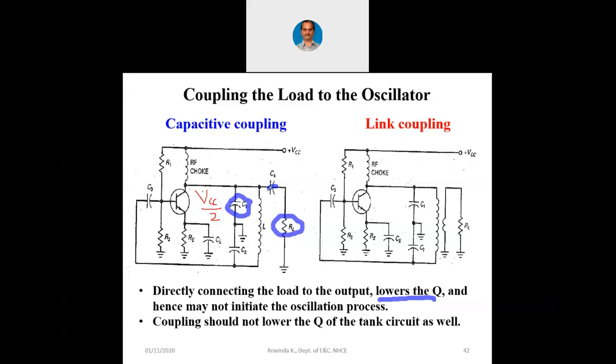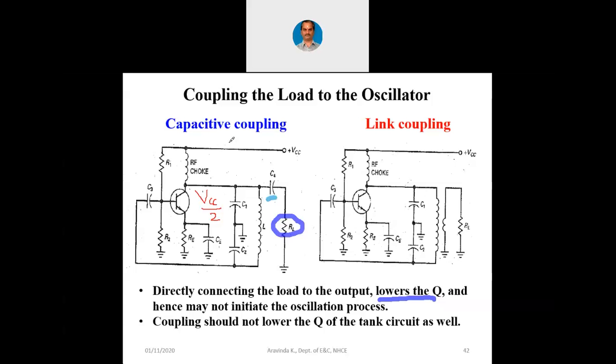So the best thing is to isolate the load from the collector by means of an isolation component, and that is now this C4, that is capacitive coupling. So directly connecting the load to the output lowers the Q and hence may not initiate the oscillation process itself. If the output is loaded in the beginning itself, as soon as you switch on, the circuit may not work like an oscillator at all. That is why we have this capacitive coupling.